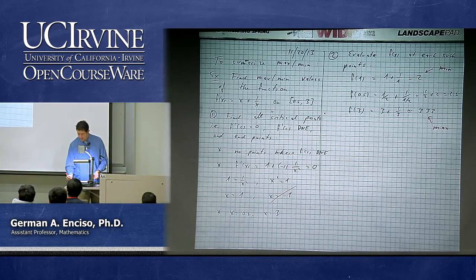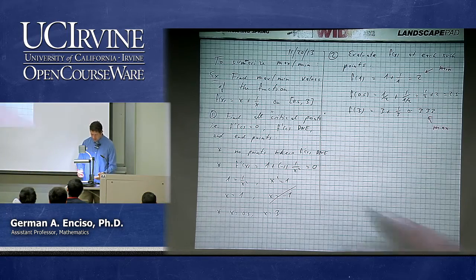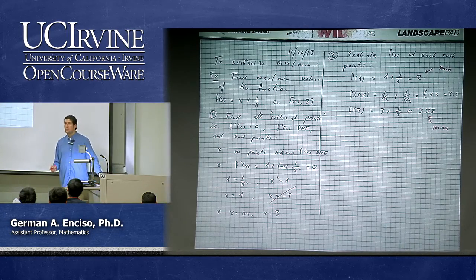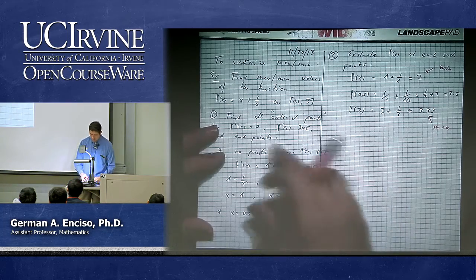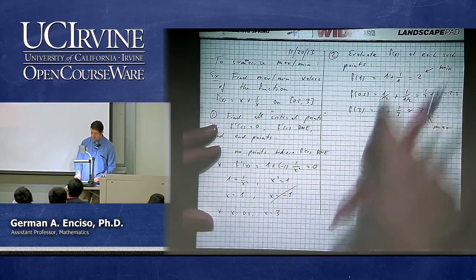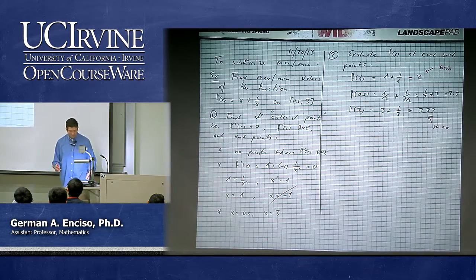And similarly, the maximum is there. So it's really simple when it boils down to it. When you use all the theorems, it really boils down to this procedure. Find all the suspects and then evaluate the function at each of those points.